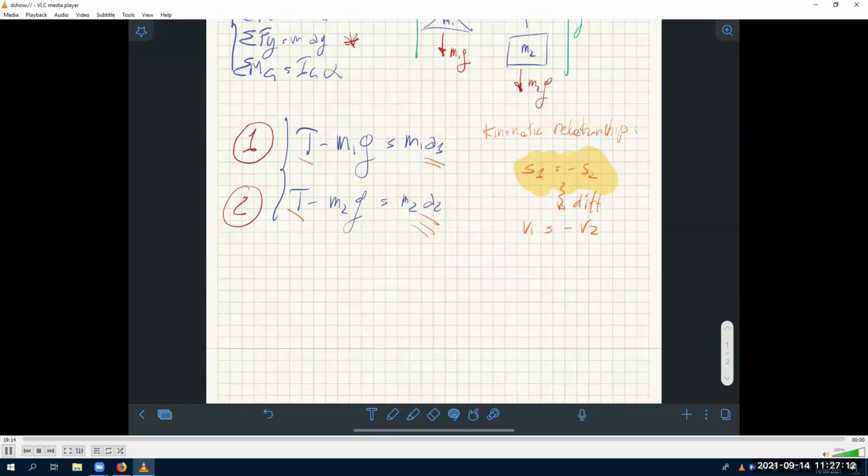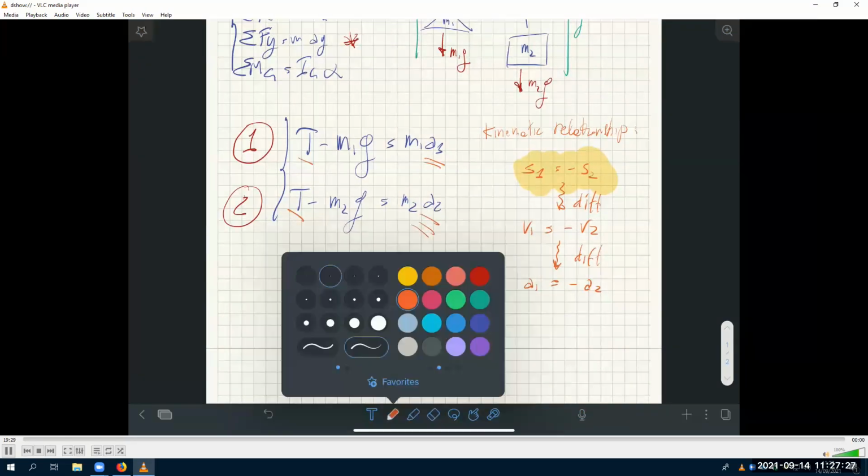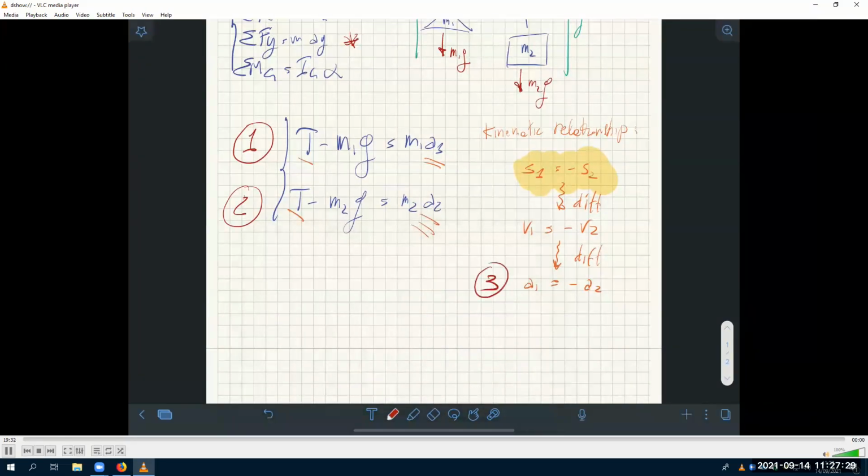So you differentiate this one, and you differentiate this one more time. You get A1 equals minus A2. And there you go, this is my third equation, because this third equation contains my second unknown and my third unknown. Now you solve a system of three equations and three unknowns. This is very easy to solve.